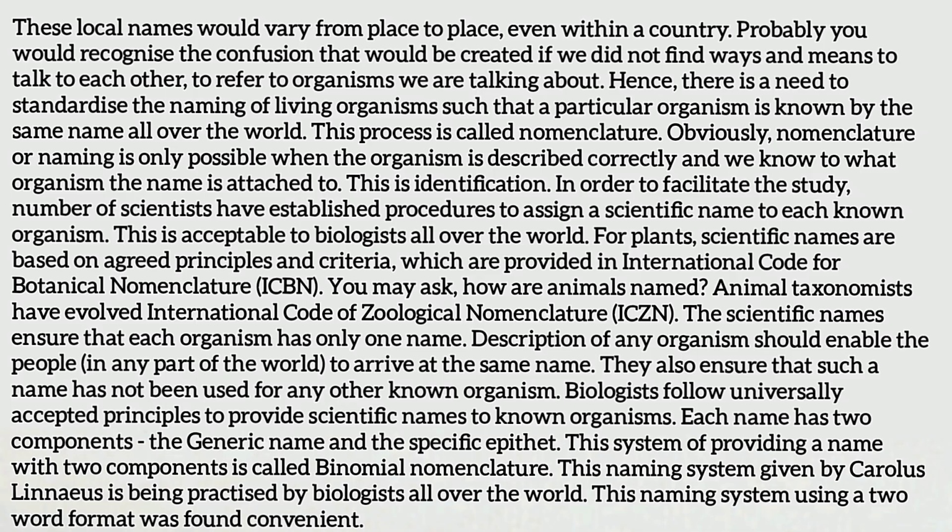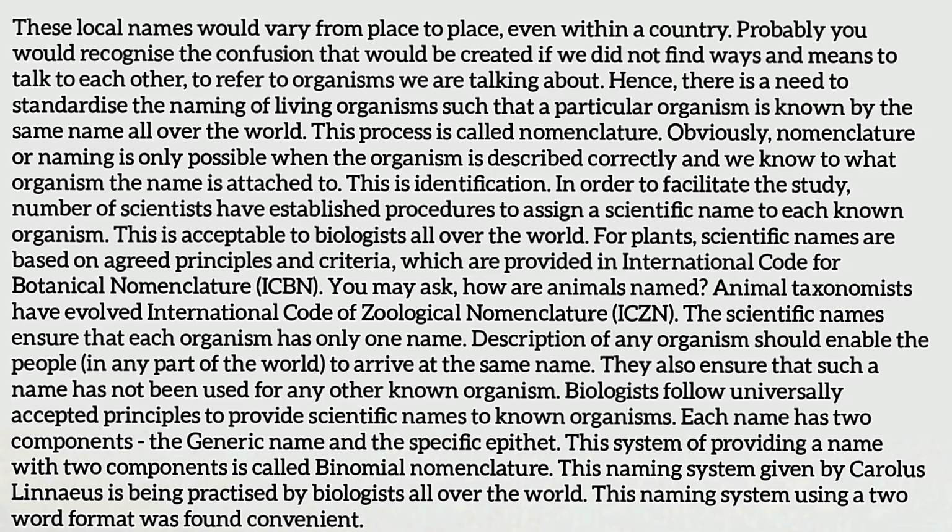For plants, scientific names are based on agreed principles and criteria, which are provided in International Code for Botanical Nomenclature, ICBN. You may ask, how are animals named? Animal taxonomists have evolved International Code of Zoological Nomenclature, ICZN. The scientific names ensure that each organism has only one name. Description of any organism should enable the people, in any part of the world, to arrive at the same name. They also ensure that such a name has not been used for any other known organism.